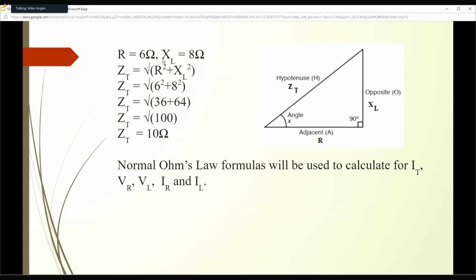Right. So 6 ohms on the bottom, 8 ohms X of L, our inductive reactance. All we have to do is use the right triangle. If A squared plus B squared is equal to C squared, or in our case R squared plus X of L squared is equal to Z squared, then I just take the square root. So 6 squared plus 8 squared is 36 plus 64, or 100. Take the square root of that, and I get 10 ohms.